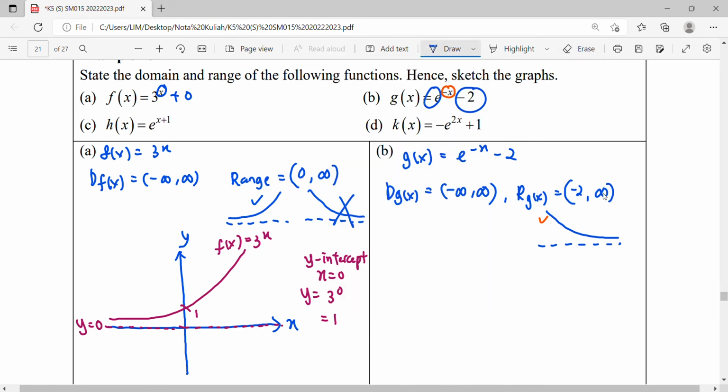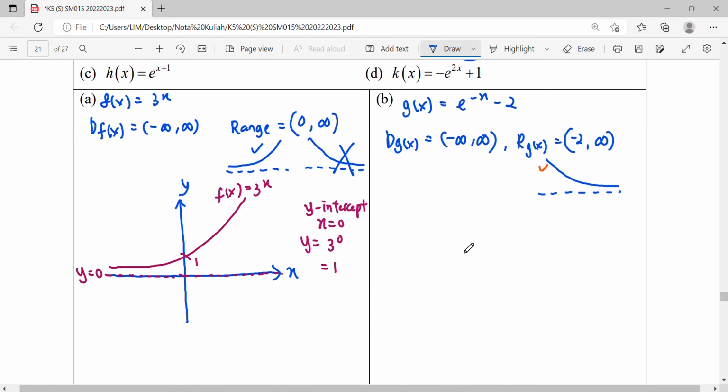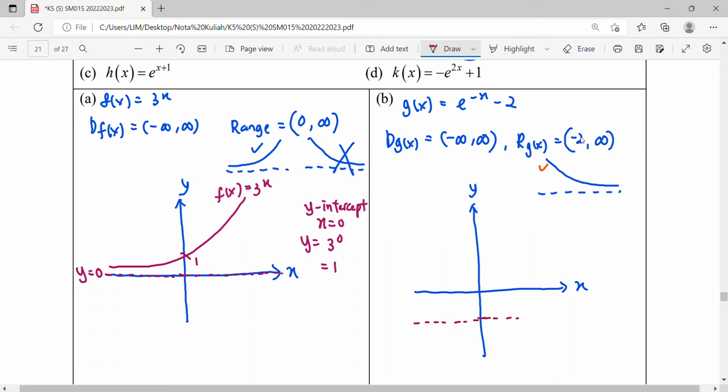So this power is having a negative coefficient, so it is shooting to the left. After we identify the shape of the graph, we can start to set up our x-axis and y-axis to draw out the graph, where we draw the asymptote first. The asymptote we refer to the range here. The minimum value you can go is y equals negative 2.